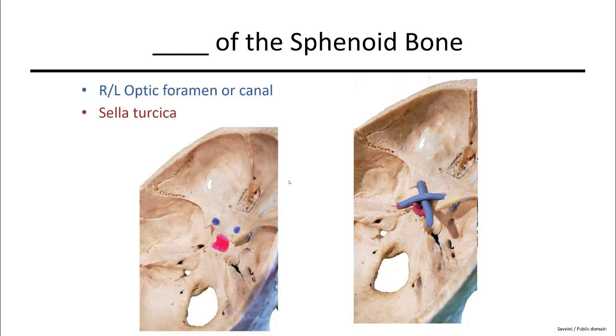This is where we can see in highlight the two blue dots represent the right and left optic foramen, also known as optic canals, and the pink represents the sella turcica.